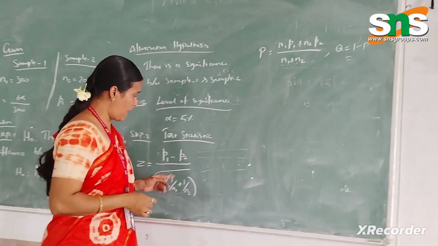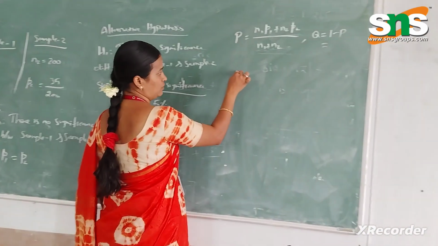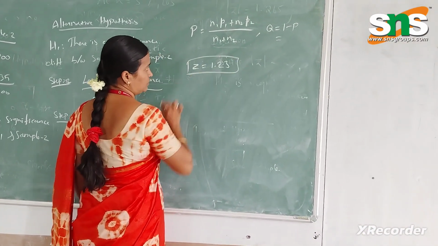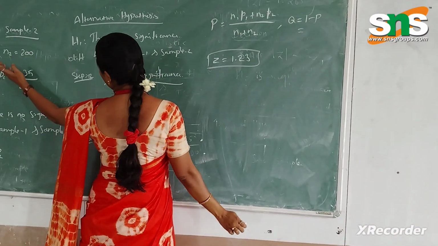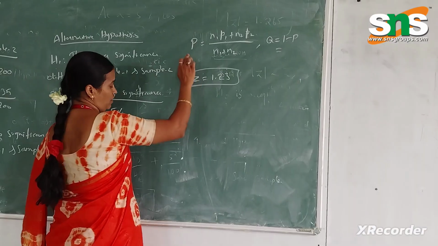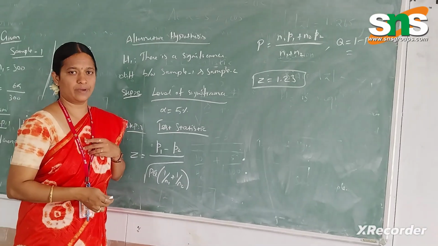Substitute all the values and you will get z equal to 1.23. This is your calculated value. Here n1 is 300, n2 is 200, and p1, p2 are as given. Replace all the values and you will get 1.23.